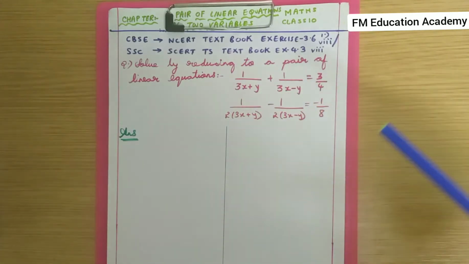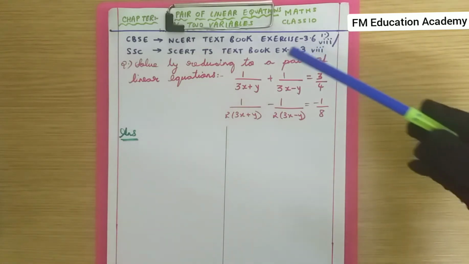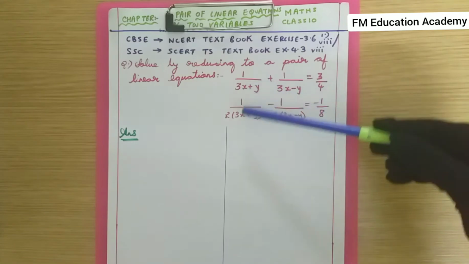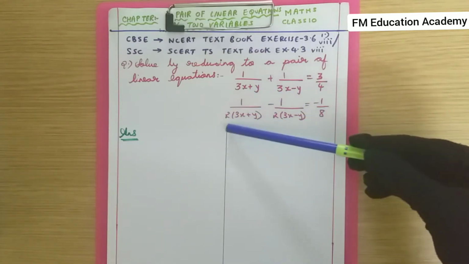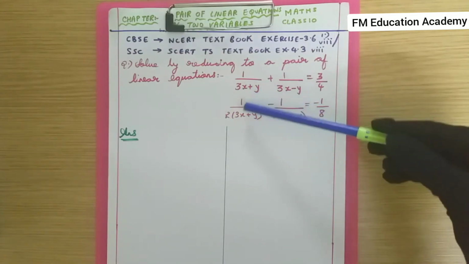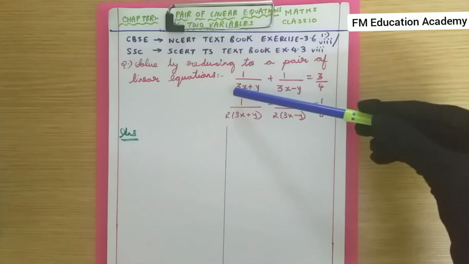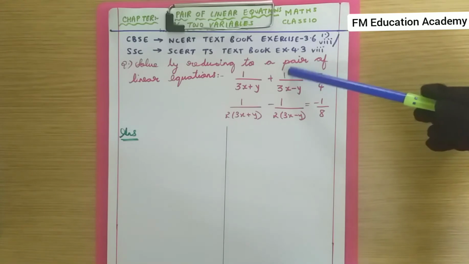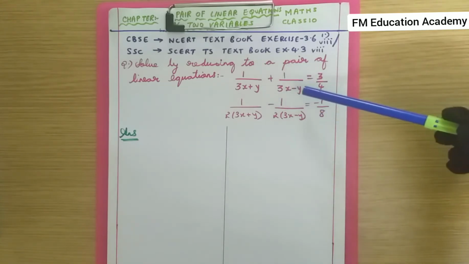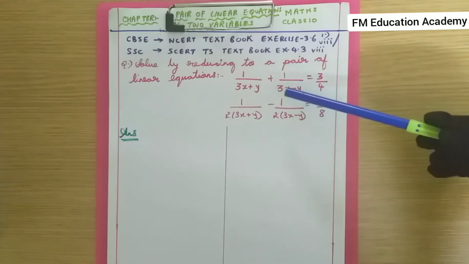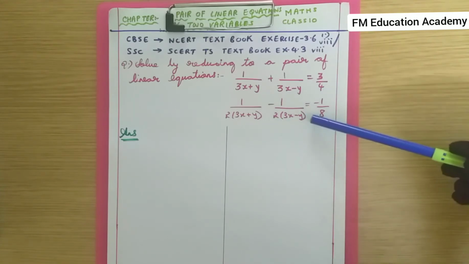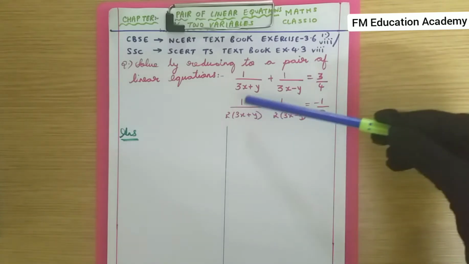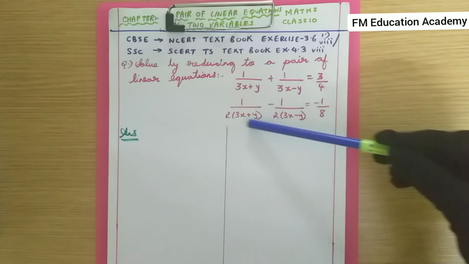Okay, observe the equations very carefully. Here in the first part of the question you have 1 by (3x plus y), and here you have 1 by 2 into (3x plus y). So here also we have 1 by (3x plus y), and here also. Now observe the second part of the question. Here we have 1 by (3x minus y), and here also we have 1 by 2 into (3x minus y). Only the 1 by 2 is different.